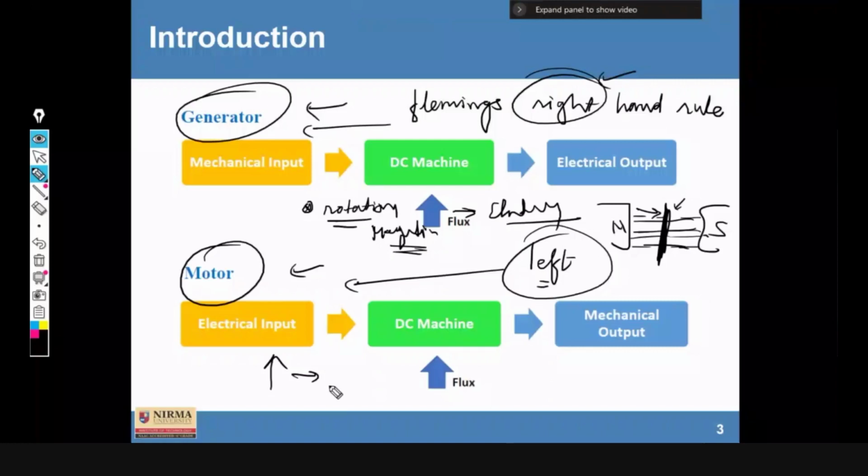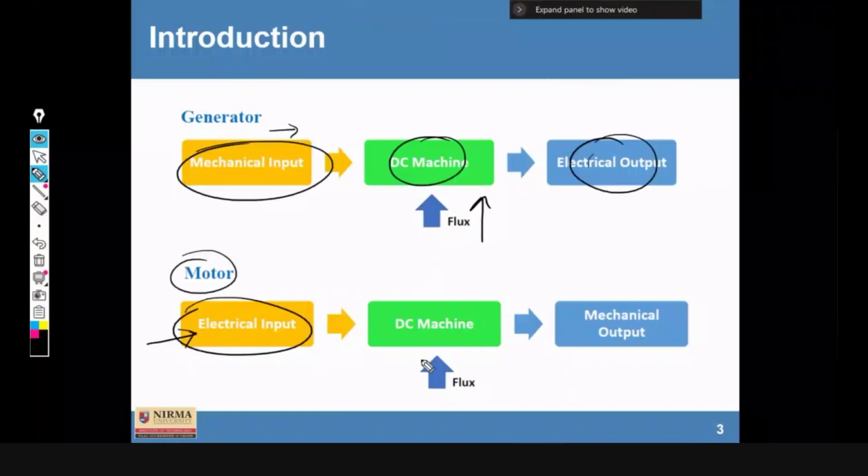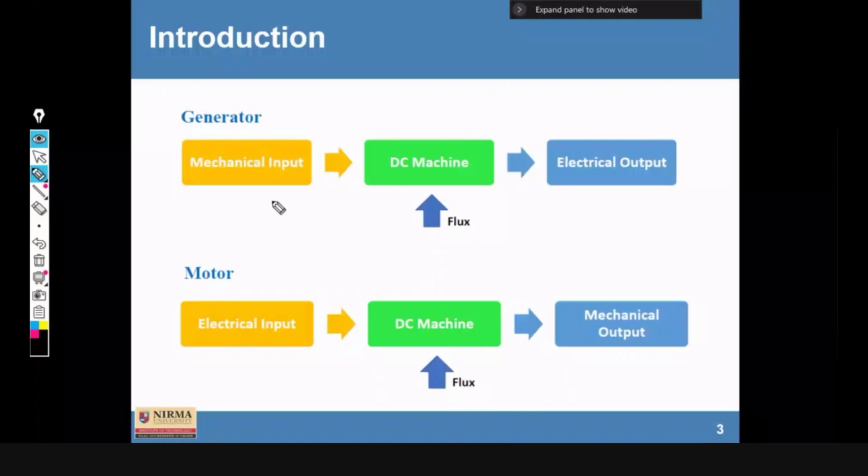So this is the basic understanding of generator and motor. In the generator, whenever a conductor is placed in a magnetic field and cuts the magnetic flux, an EMF is induced according to the law of electromagnetic induction. Similar things happen in the motor, but reversed. The motor input is electrical, while the generator input is mechanical, and the output is vice versa. So this is about the motor and generator.